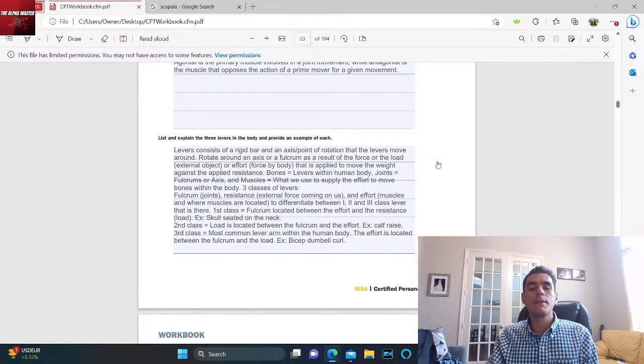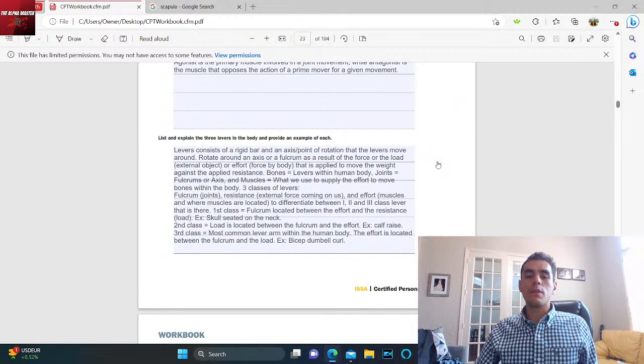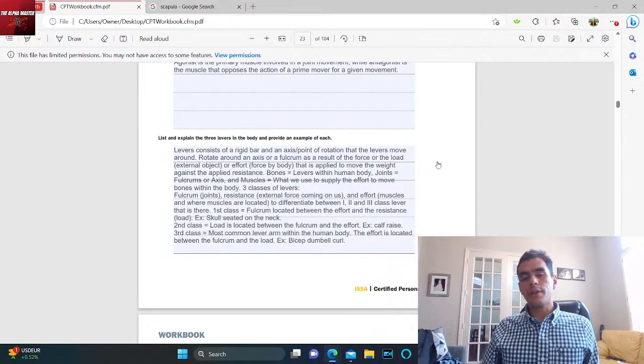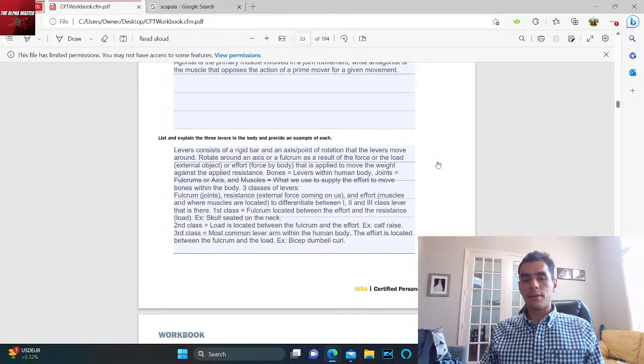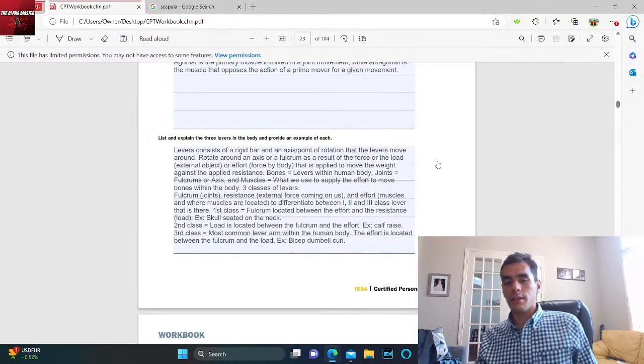The second class lever is going to be the load located between the fulcrum and the effort, like in this case, the calf raise. The load is located between the fulcrum, the joint, and the effort, which is the muscle. In this example, it's going to be the calf raise.